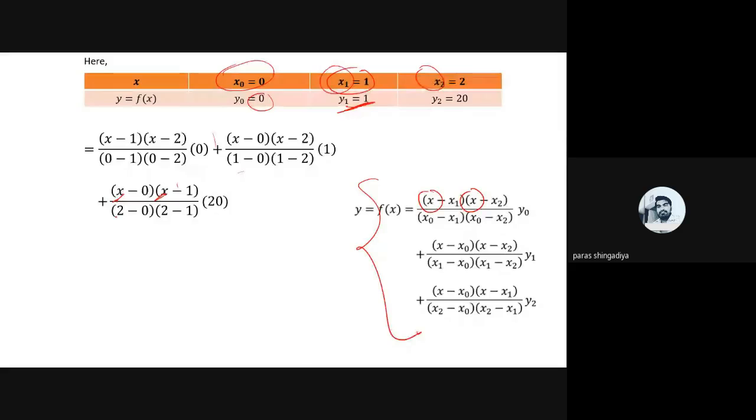So 2 minus 0 into 2 minus 1 into the y2, that is the 20. Okay. And now simplify each and every term that involves the x. Each term involves the x. So we'll get one equation at the last.